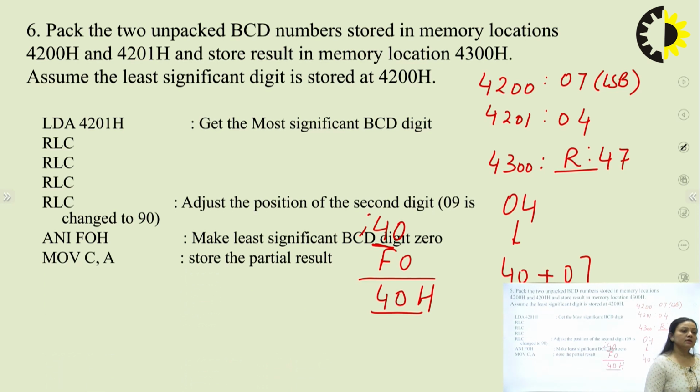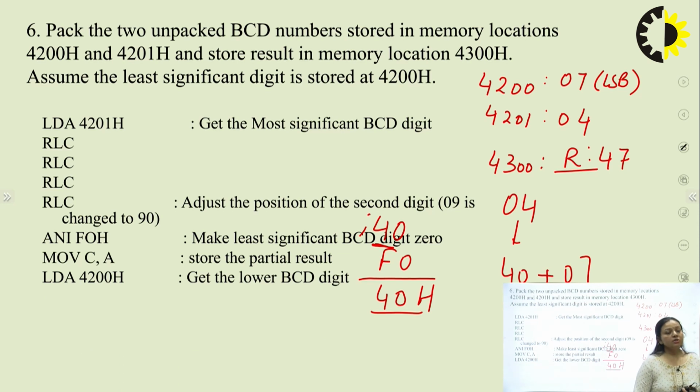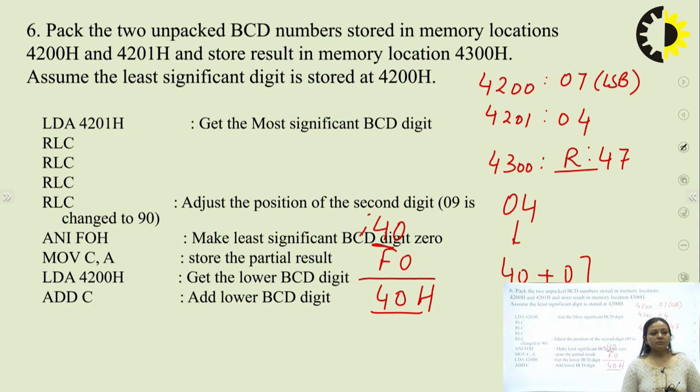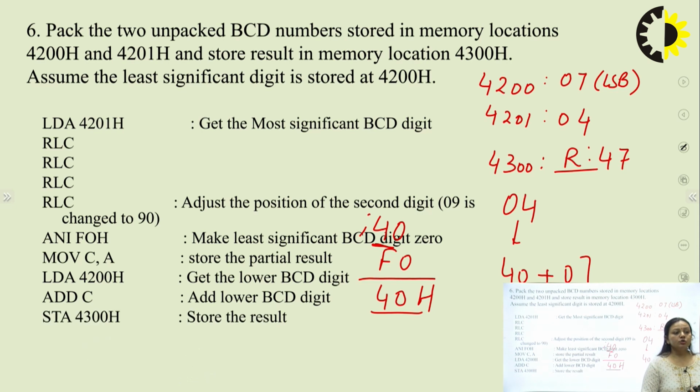And I keep it in register C. Then again I load the data from 4200H. So 4200 is having the data 07. Then add the numbers. C is having 40, which you got after rotation and masking the bits, and the accumulator is already having the LSB. So 40 plus 7, you got 47. You have to display this at another location, 4300H. Last, HLT, terminate the program.